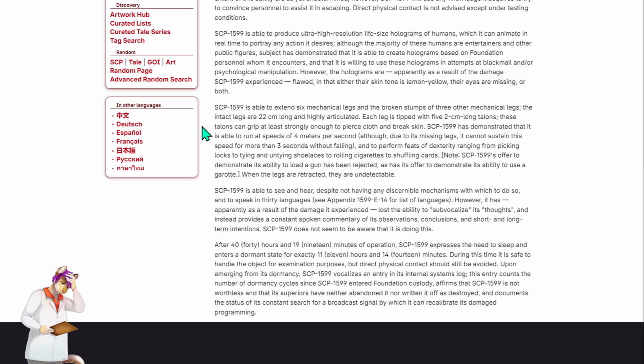SCP-1599 is able to produce ultra-high resolution life-size holograms of humans, which can animate in real time to portray any action it desires. Although the majority of these humans are entertainers and other public figures, Subject has demonstrated that it is able to create holograms based on Foundation personnel whom it encounters, and that it is willing to use these holograms in attempts at blackmail and/or psychological manipulation. However, the holograms are, as a result of the damage that it experienced, flawed, and either their skin tone is lemon yellow, their eyes are missing, or both.